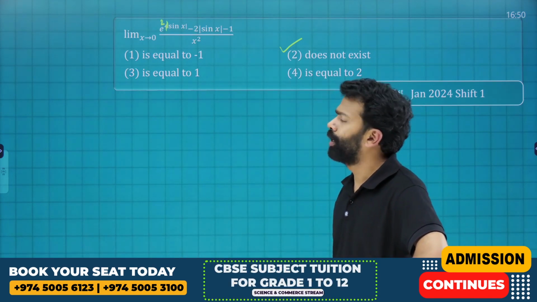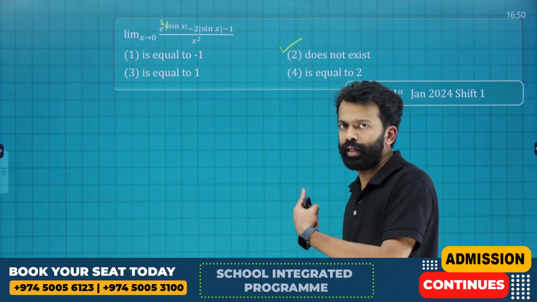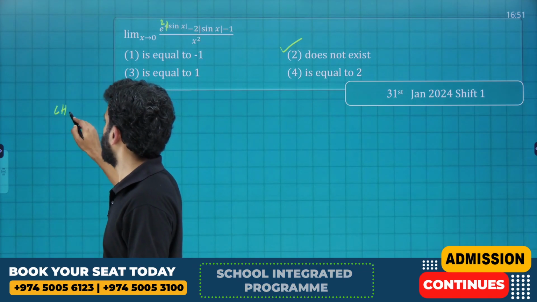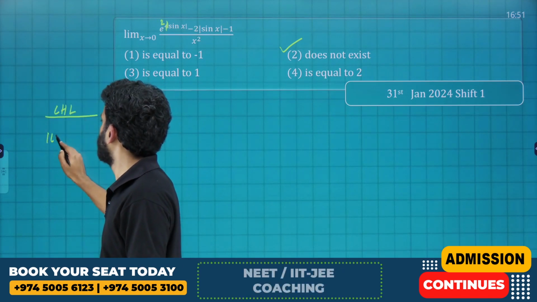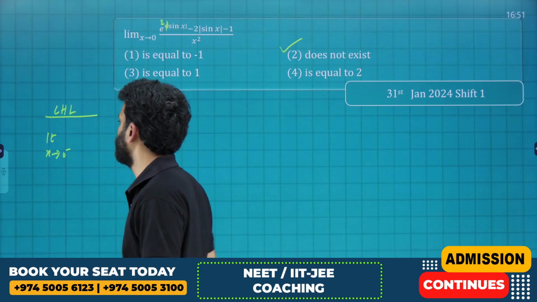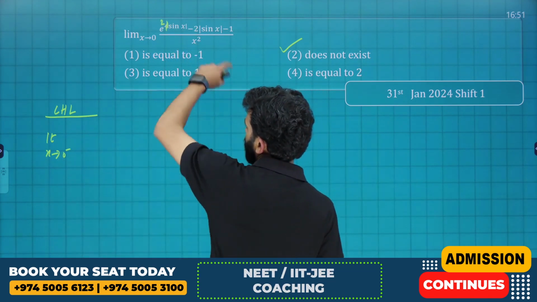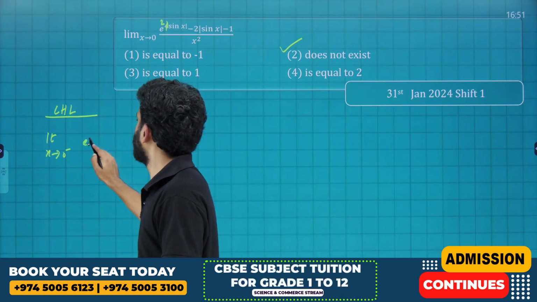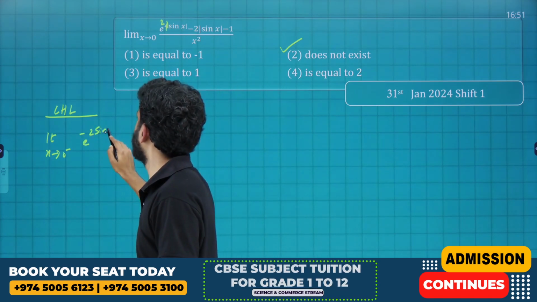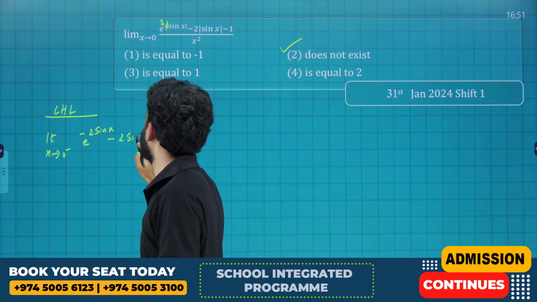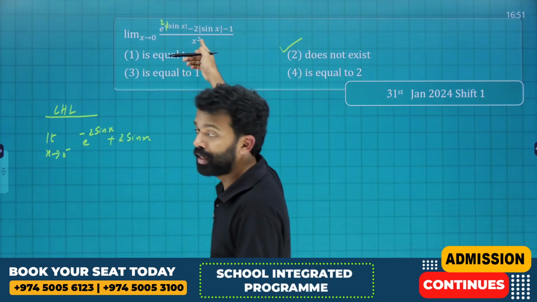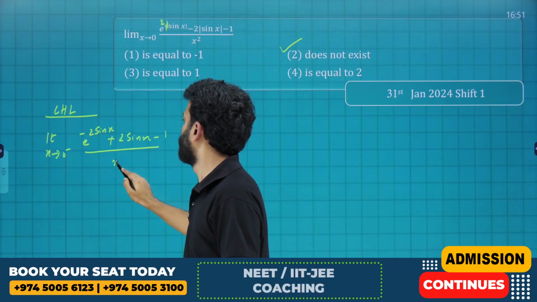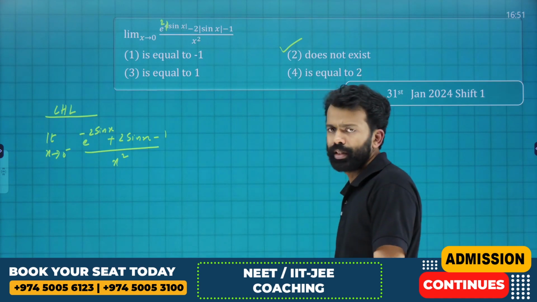Here we need to evaluate for the left hand limit as well as for the right hand limit. What is the left hand limit? Left hand limit is limit x tends to 0 minus. If it is x tends to 0 minus, therefore sin x will be negative. Therefore it will be minus 2 sin x. That is e raised to minus 2 sin x, minus 2 sin x, minus 1, divided by x square. Okay, you can do two methods here.